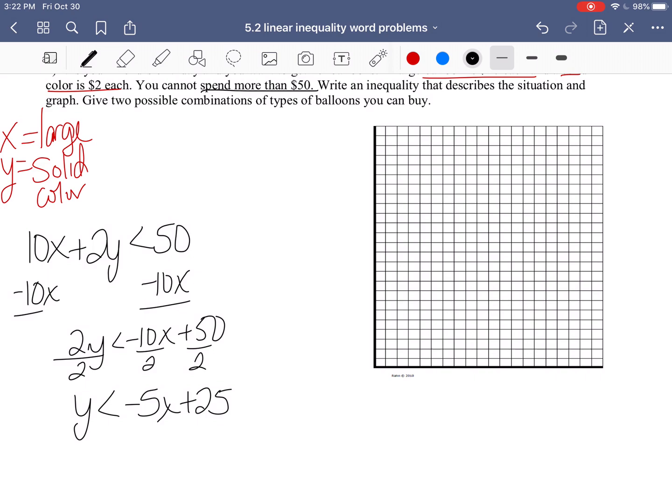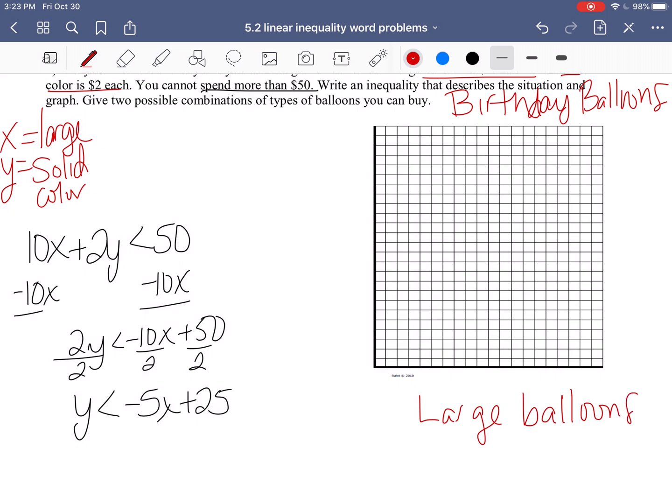My graph goes to 25, so luckily I don't have to recreate a scale, but I do need to label everything. So my title will be Birthday Balloons. The x was the large balloons, so the x is going to be large balloons. And the y was the solid color. And man, I'm writing really messy. So I can start at 25, which is the very top line. So I need to make sure that I know that that's 25. So I would at least label the 5s. There's 10. If you want to label every single one, that's fine.